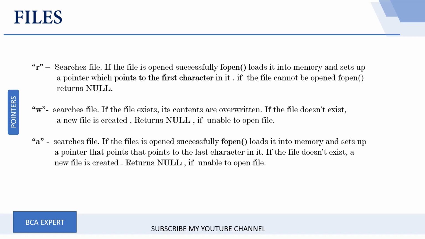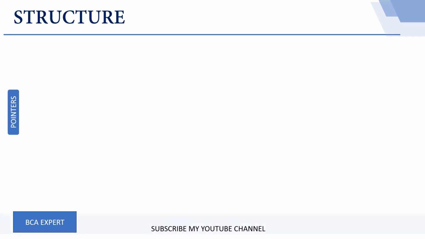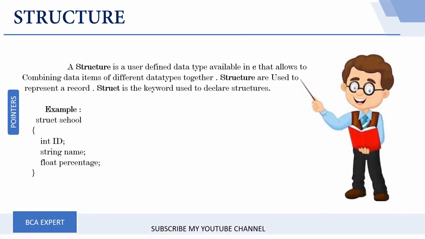Next is A. A searches for the file. If the file is opened successfully, then fopen loads it into memory and sets up the pointer, and that points to the last character of the file. If the file does not exist, then a new file is created, and if the file doesn't open, then a null value is returned. With this, let us get into our next topic, which is about structures and union.